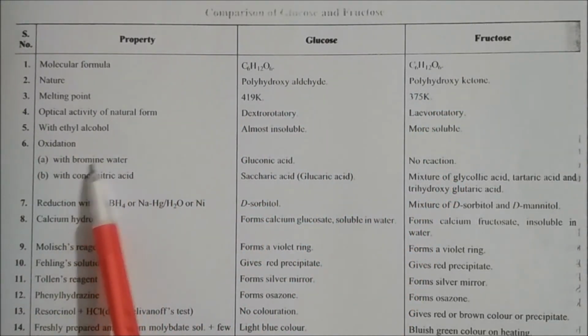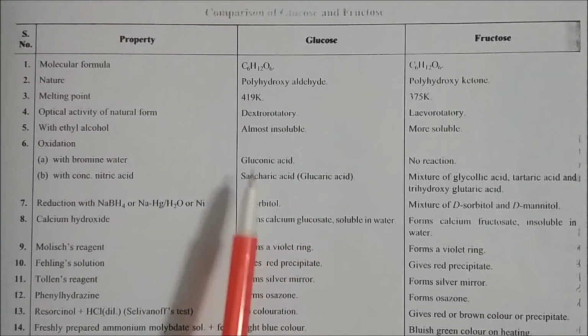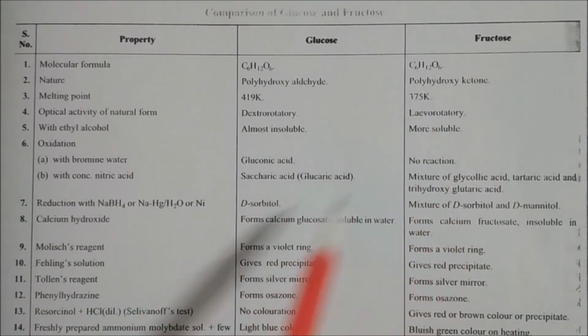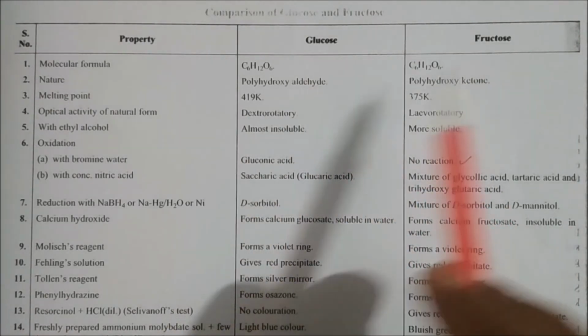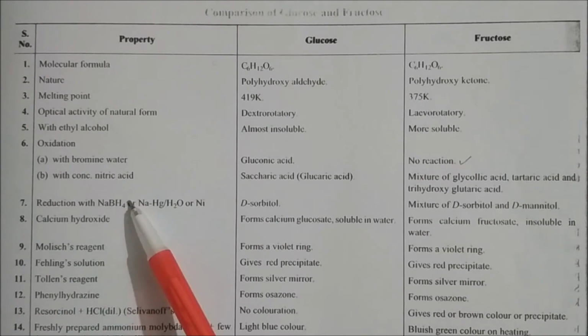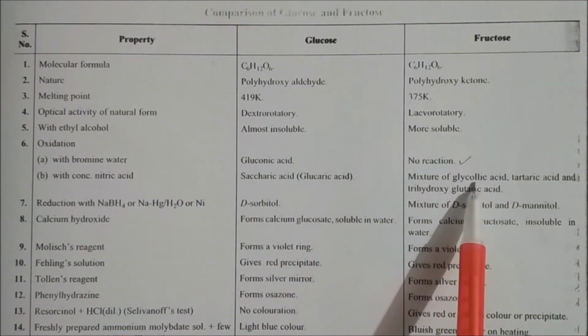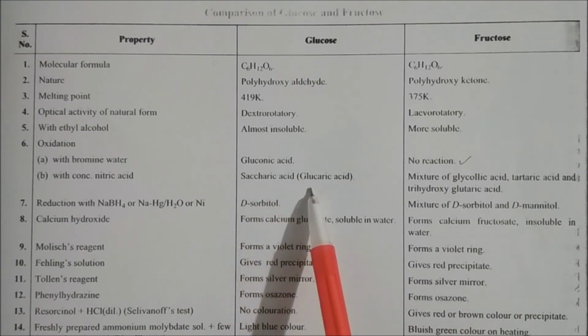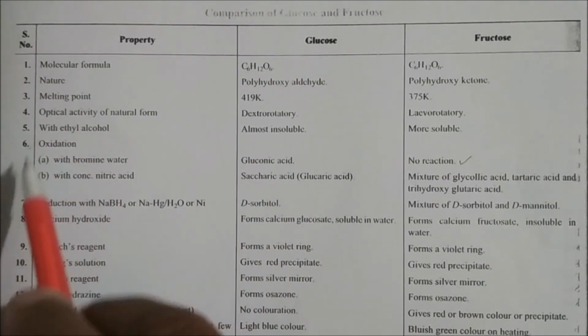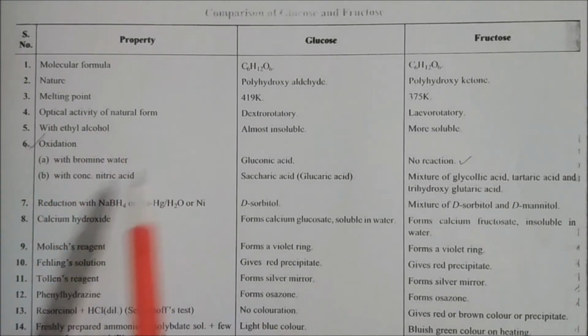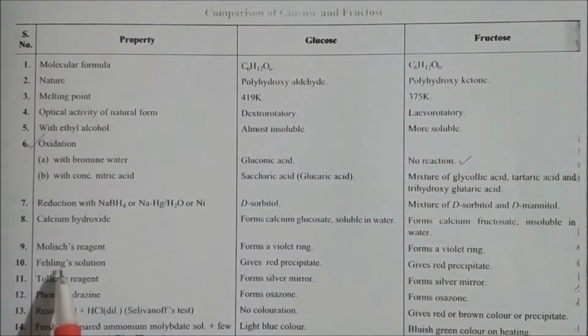Oxidation: glucose will react with bromine water to give gluconic acid. Fructose does not react. So this is the only reaction which separates glucose from fructose. With concentrated nitric acid, glucose gives a mixture of glycolic acid, tartaric acid, and trihydroxyglutaric acid. Here you will get only one acid. This also differentiates them, so this point is very, very important.